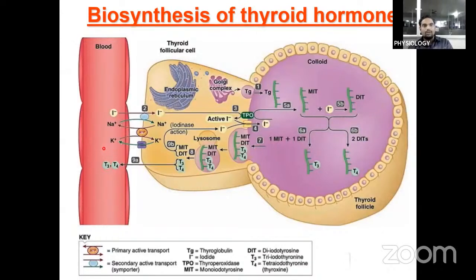Now it reaches your blood. If there is excess amount of thyroid hormone in your bloodstream, what happens? This iodine influx will be very less. It will be stopped. In that way, it will stop your influx of iodine, and the production of your thyroid hormone will also reduce. In that way, it can be regulated in your bloodstream.